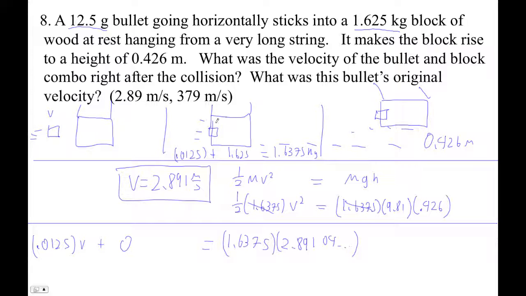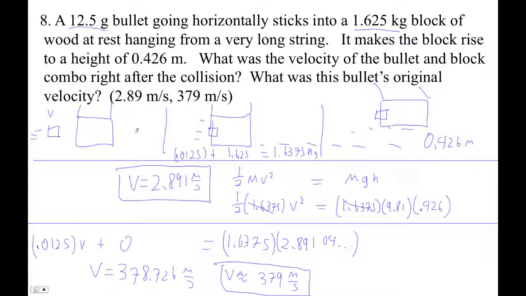So the momentum of the bullet and block comes from just the momentum of the bullet. So I'm going to take that number, go 1 times 1.6375, and then divide by 0.0125, and I should get that velocity, which is 378.726 meters per second, which would be about 379 meters per second, okay?